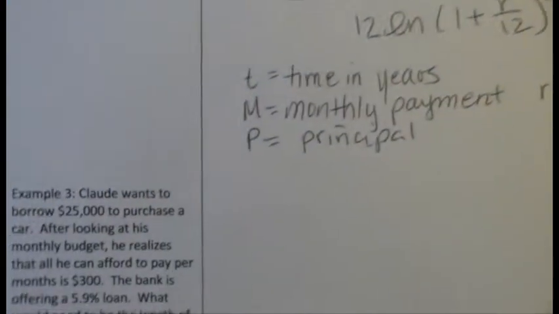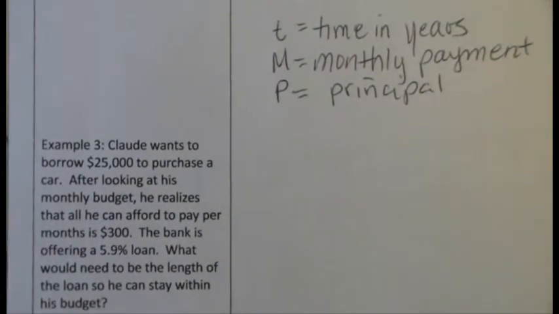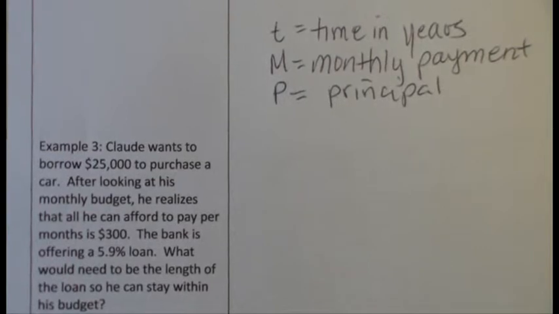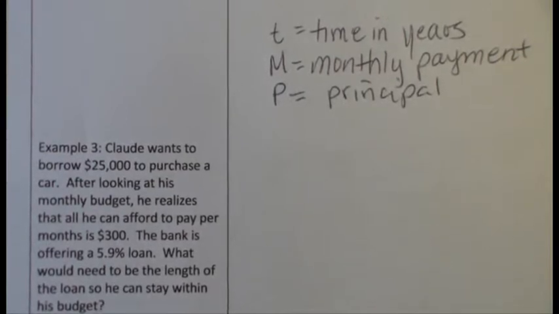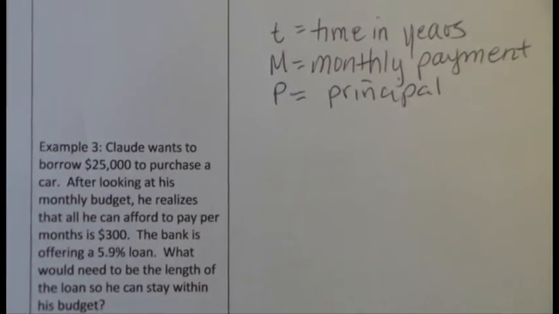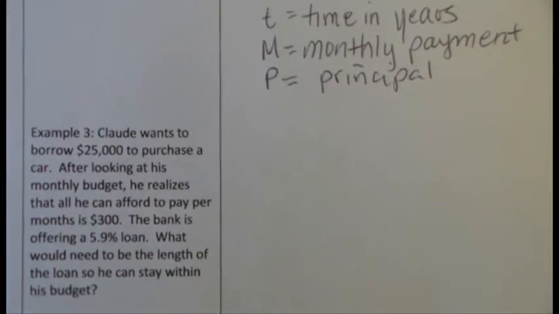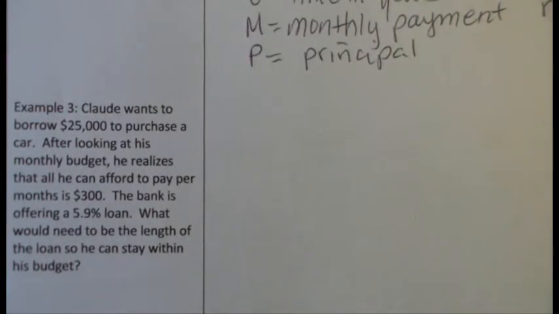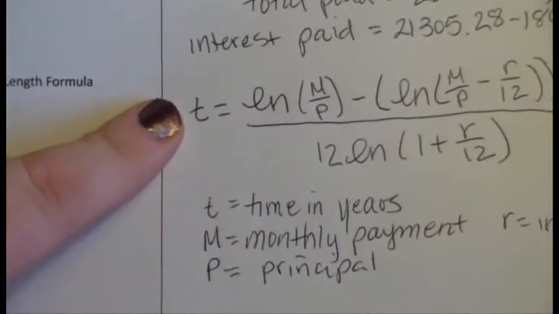Example 3. It says, Claude wants to borrow $25,000 to purchase a car. After looking at his monthly budget, he realizes that all he can afford to pay per month is $300. The bank is offering a 5.9% loan. What would need to be the length of the loan so that he can stay within his budget? So basically, we're just going to plug stuff into our formula up here.